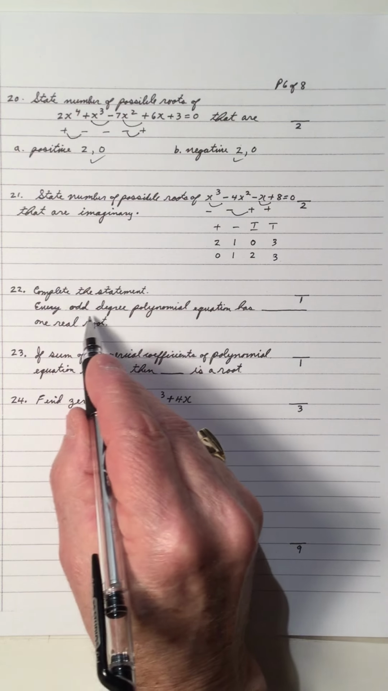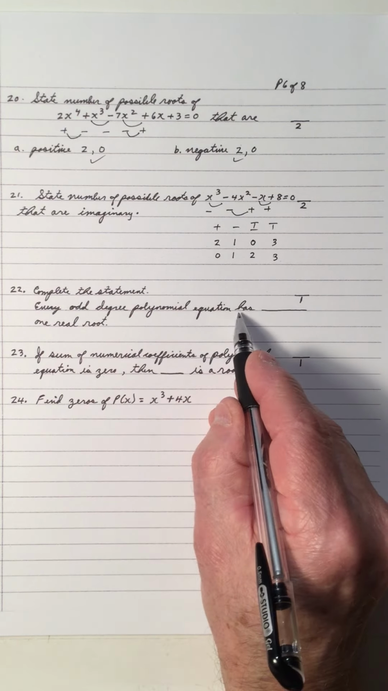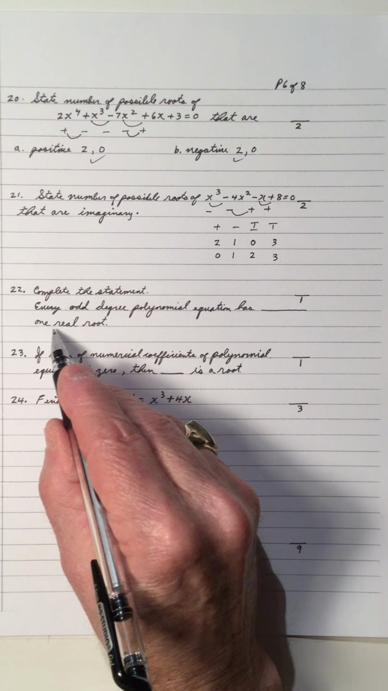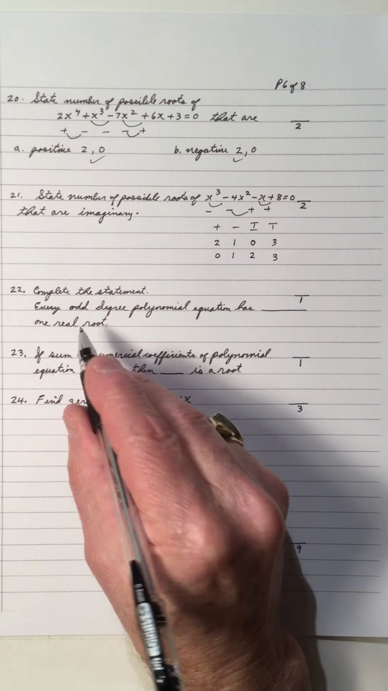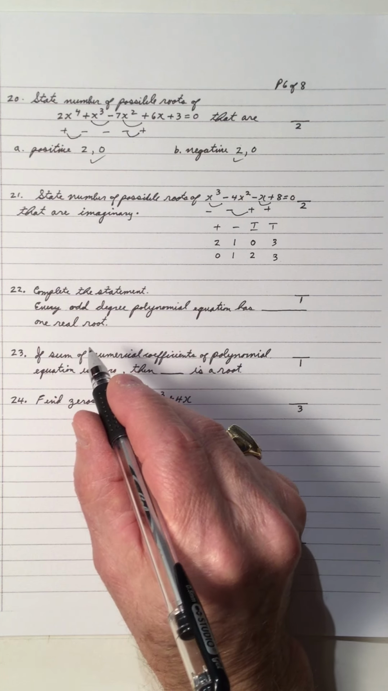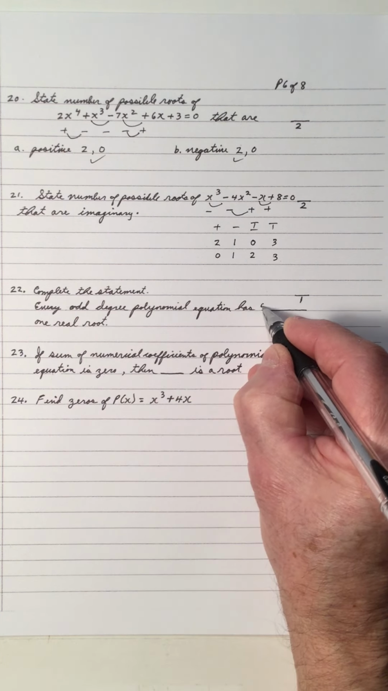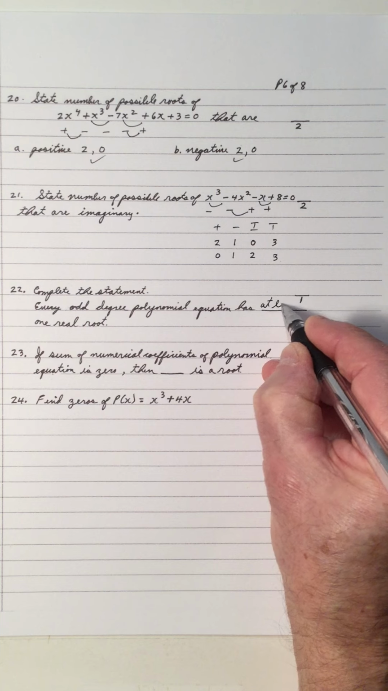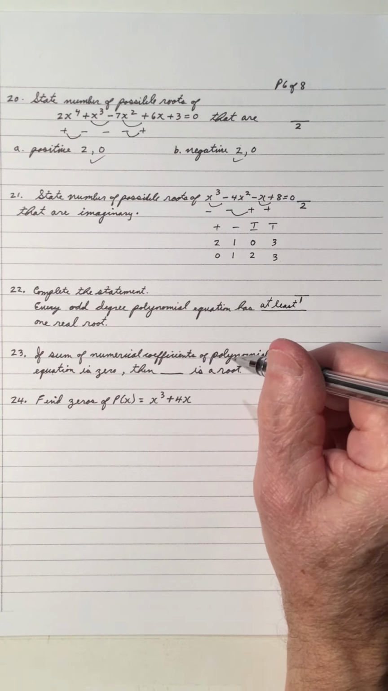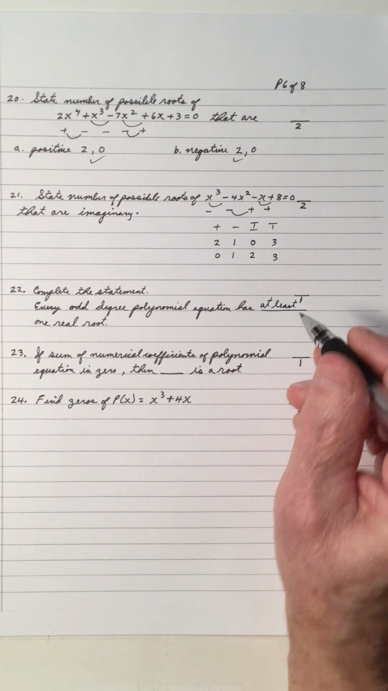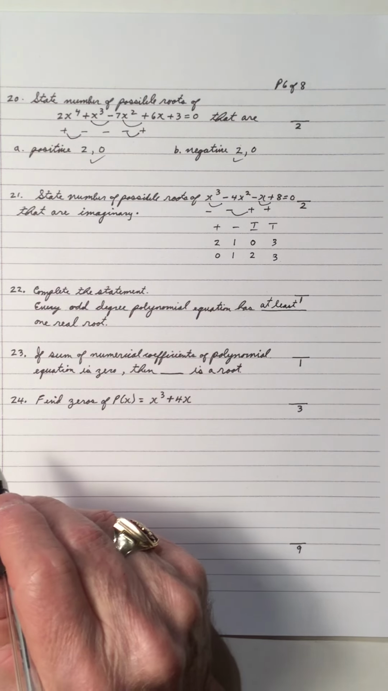Complete the statement. Every odd degree polynomial equation has blank 1 real root. And the word is every odd degree. So x, x cubed, x to the 5th, x to the 7th has, the key word is, has at least. Every odd degree polynomial, x to the 1, x cubed, x to the 5, has at least 1 real root.